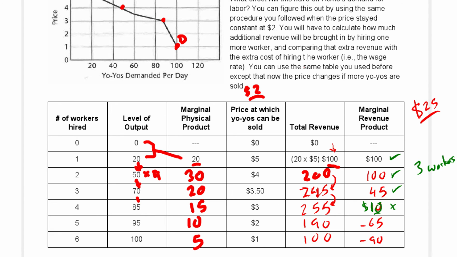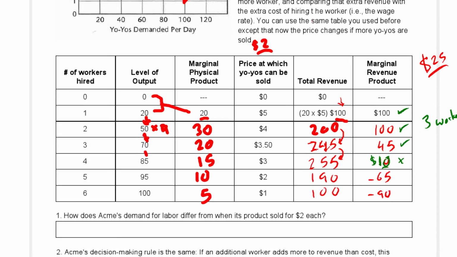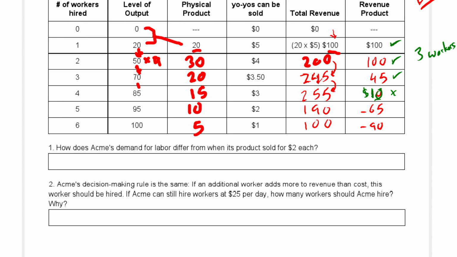Okay, looking at the questions at the bottom. How does this demand for labor differ? We're going to hire fewer workers. The monopolist hires fewer workers: 3 workers, not 4. It also asks how many workers Acme should hire, and we already figured this one out. It's 3 workers. So anyway, monopolies, they're still trouble.